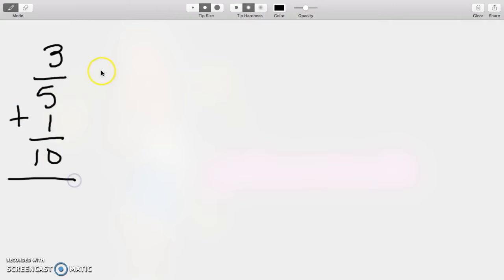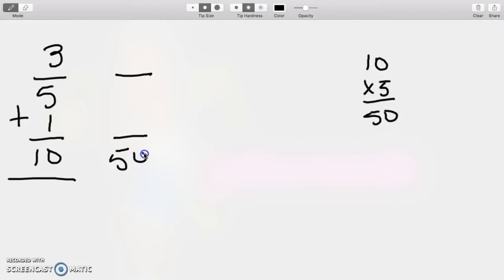All right, so here we have 3/5 plus 1/10. I wrote it in vertical view. The first strategy I'm going to show you is by multiplying the denominators. The denominators of this fraction are 5 and 10. So if I multiply those together, I know that 10 times 5 gives me 50. So in vertical view, this is what I have here.